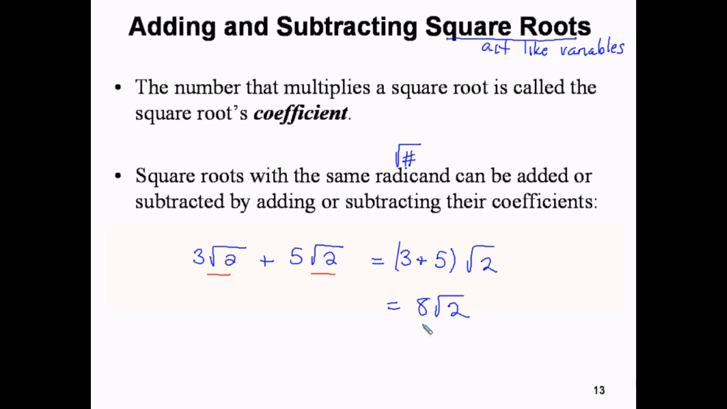If I have 3 times the square root of 2 plus 5 times the square root of 3, these don't match, so you can't add them. The square roots have to match.